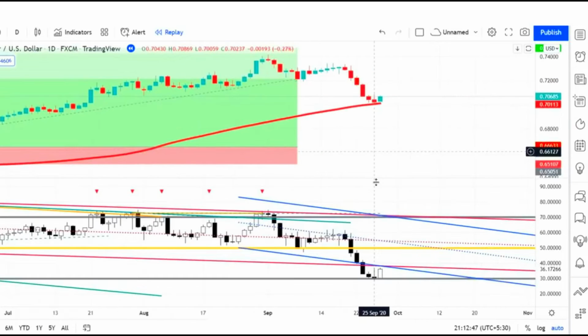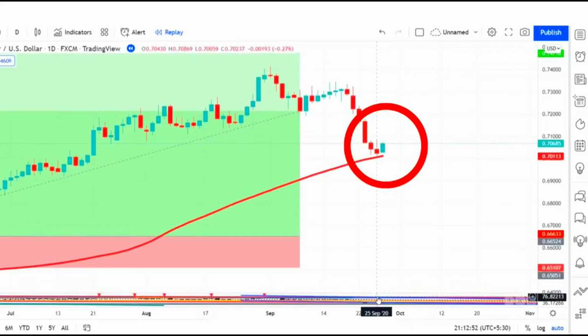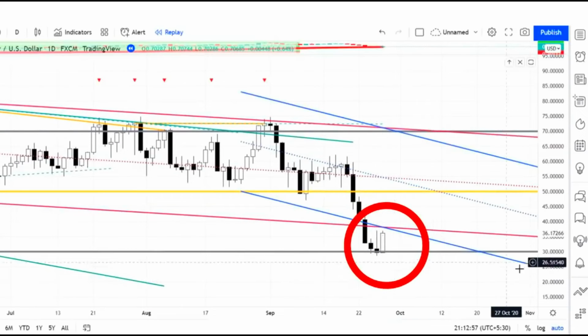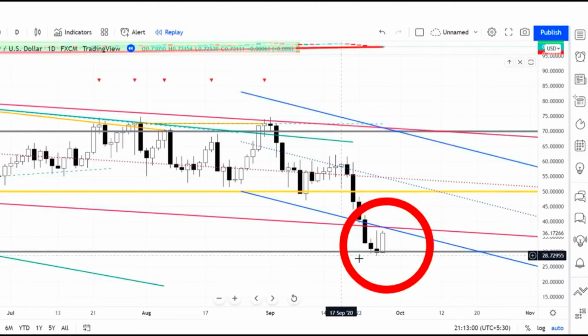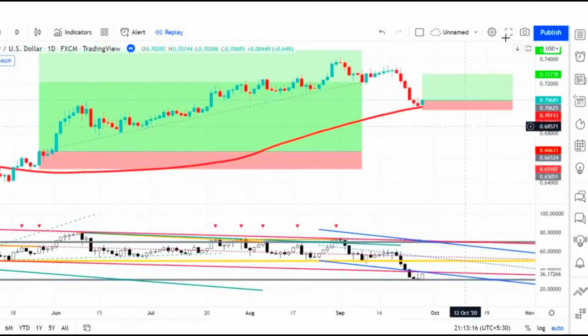So here you can see, a positive candle has been created in the market by touching the 100 moving average. And with this, you can see the indicator below which has created a positive candle by touching the 30 level. In this situation also we will absolutely execute our trade with a very small stop loss.